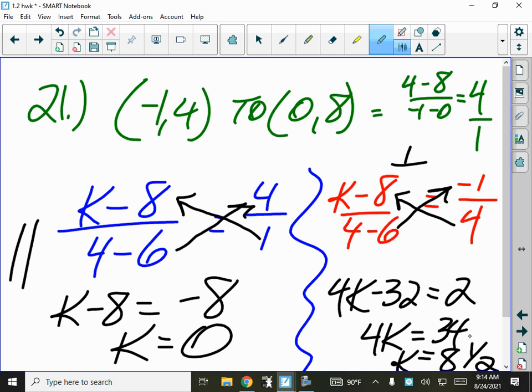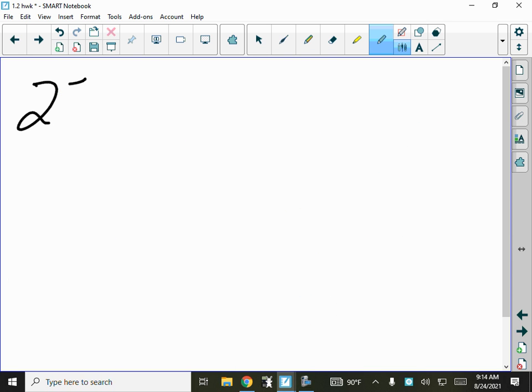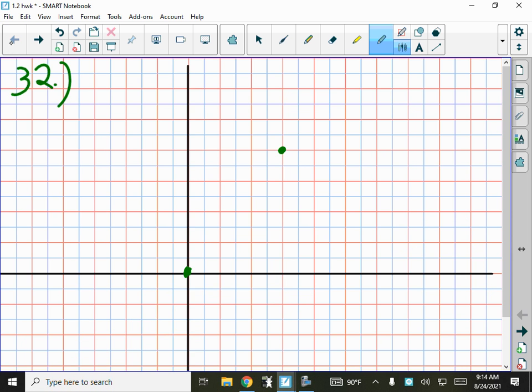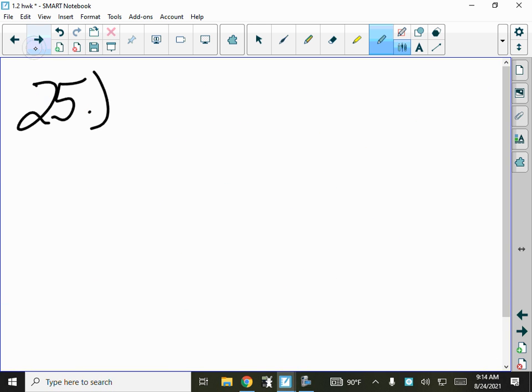Number 25. I was waiting on Tom Leonovich, but slacker. Number 25. Show that the points blah, blah, blah, blah, and blah are the vertices of an isosceles trapezoid. Oh, snap. Is this one that I... Dang. Okay.